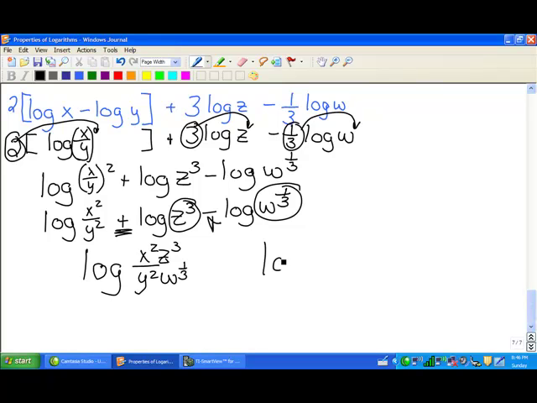Now we can clean that up one more time if we'd like to, and write the log of x squared z cubed divided by y squared times the cube root of w.